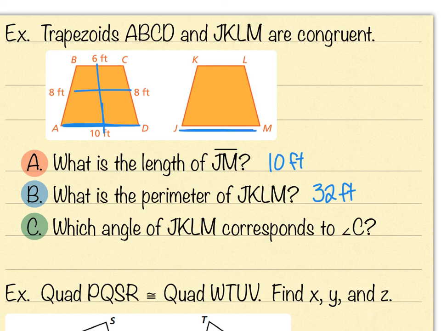And then it says, which angle of JKLM corresponds to angle C? Angle C right up here, that's going to obviously be angle L, and I can use my angle symbol, angle L, for that one.